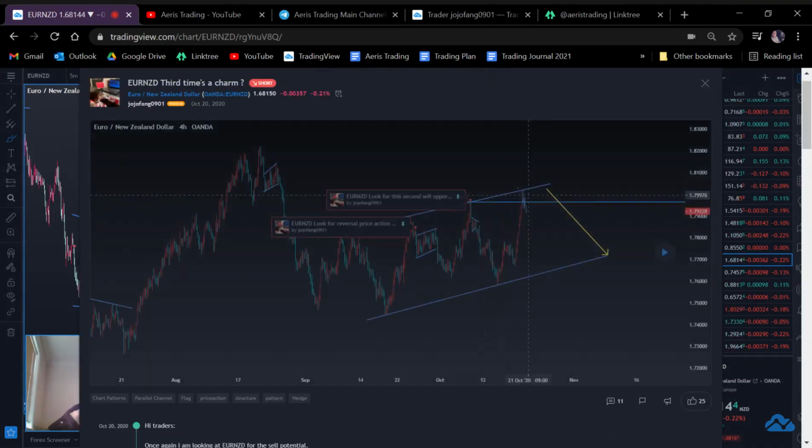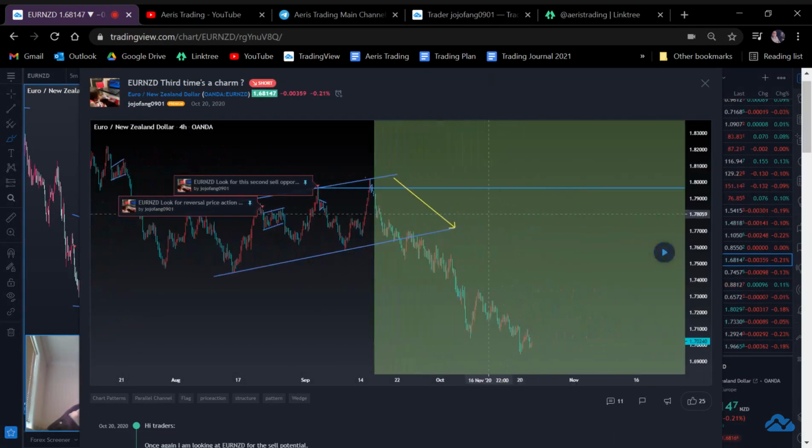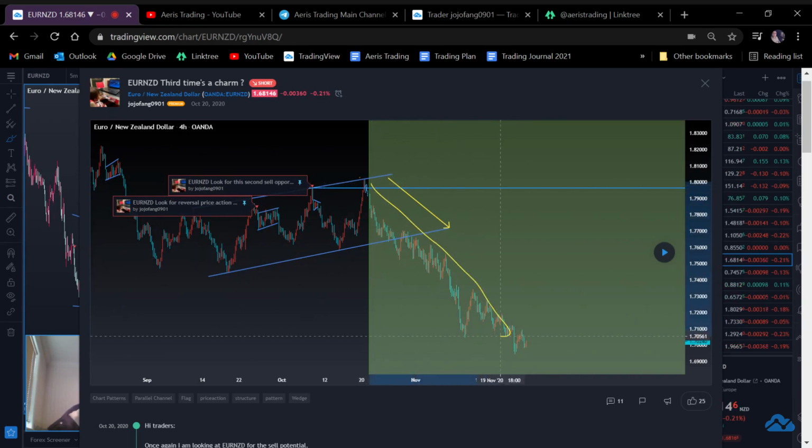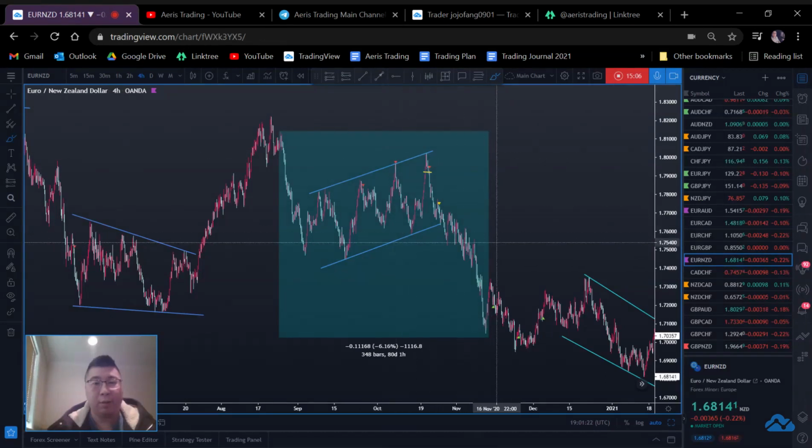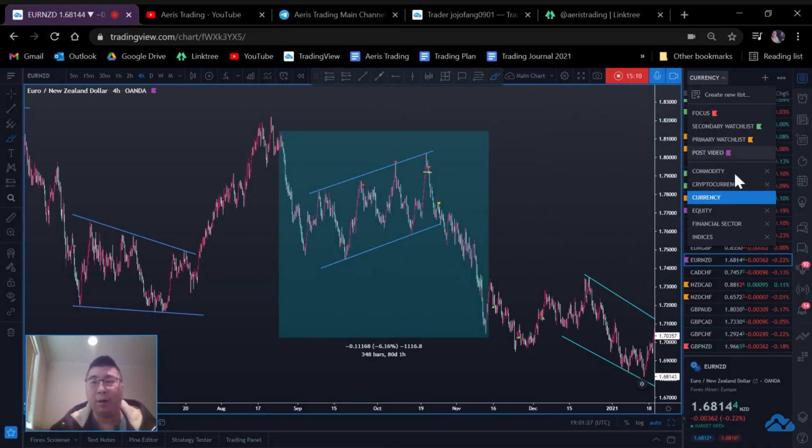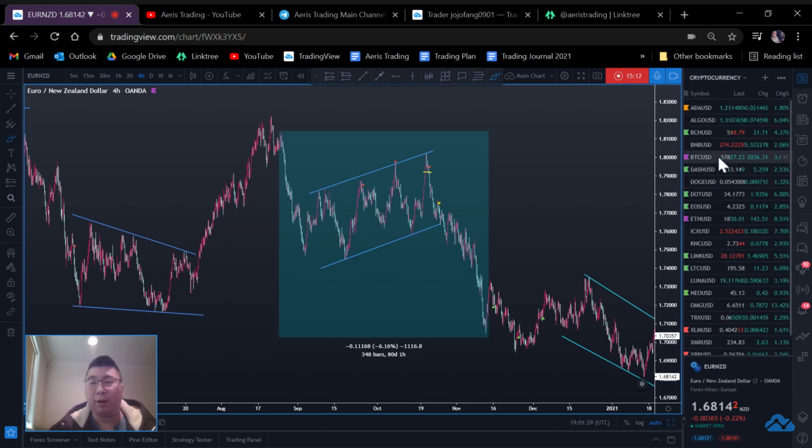So in this case, on Euro Kiwi, there wasn't really any lower time frame correction. It's just pretty much an impulse out of this correction, pretty powerful, and we just dropped down pretty impulsively here. Okay, so that's an example on Euro Kiwi. And the last one I want to go over is a crypto example.